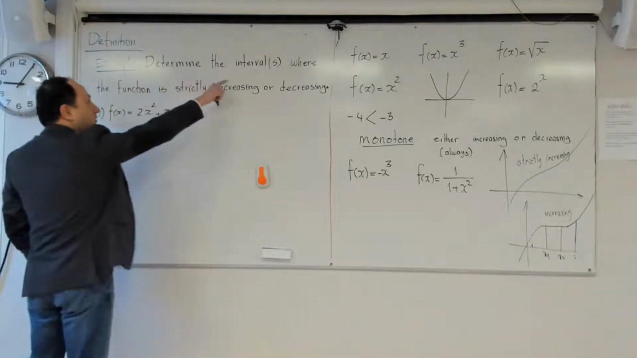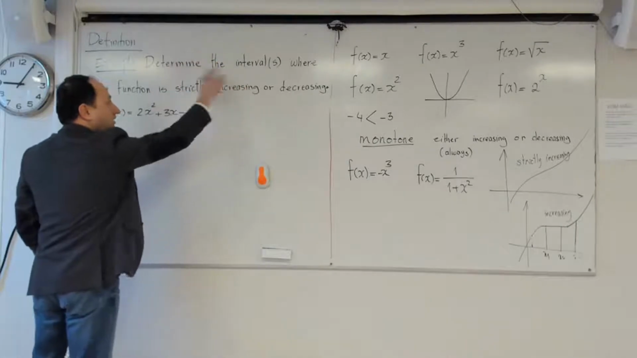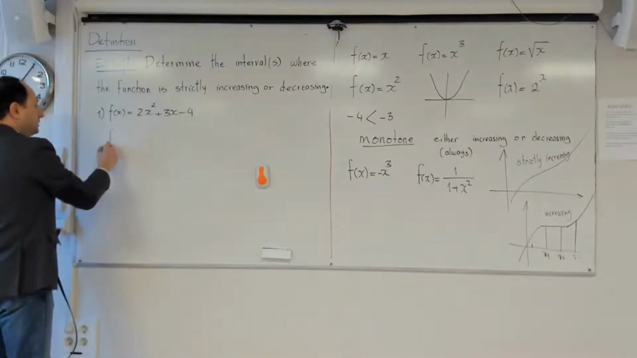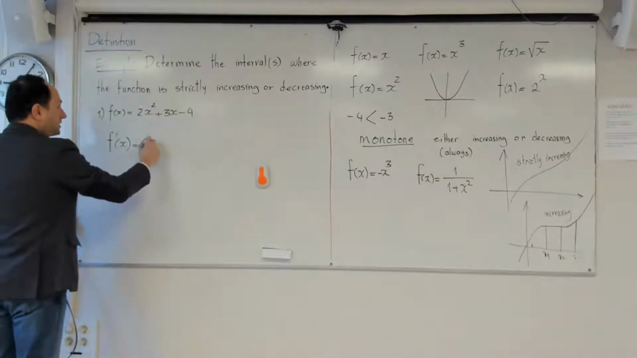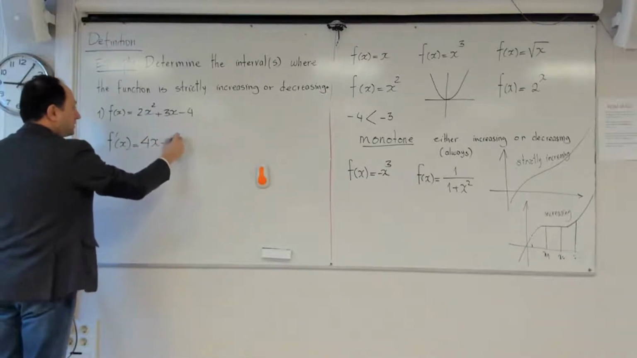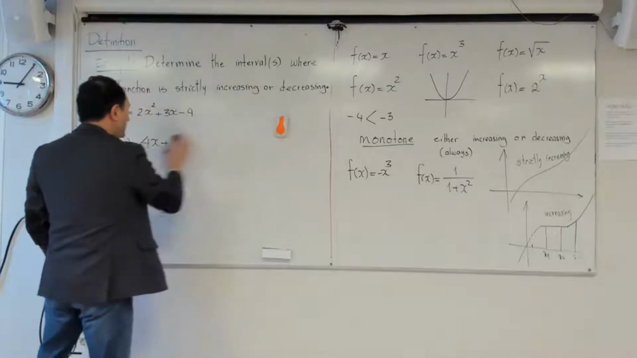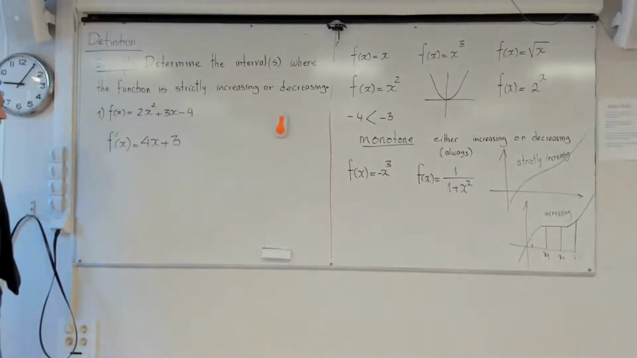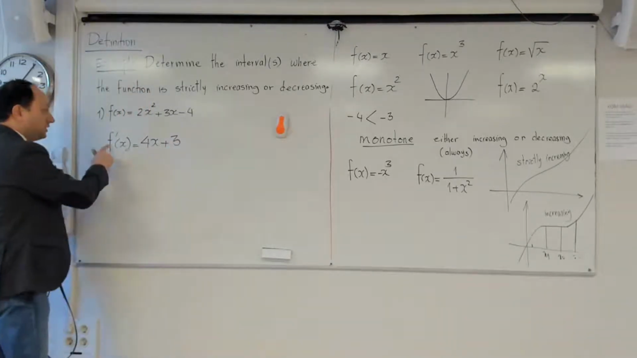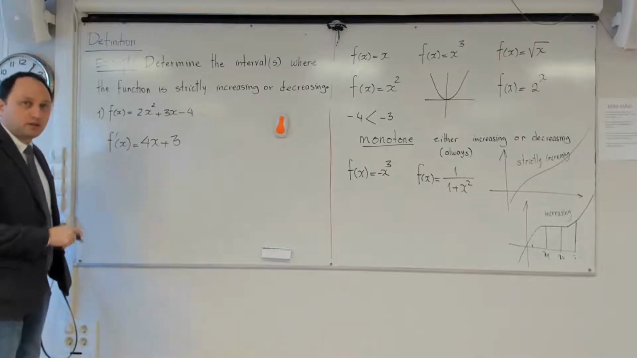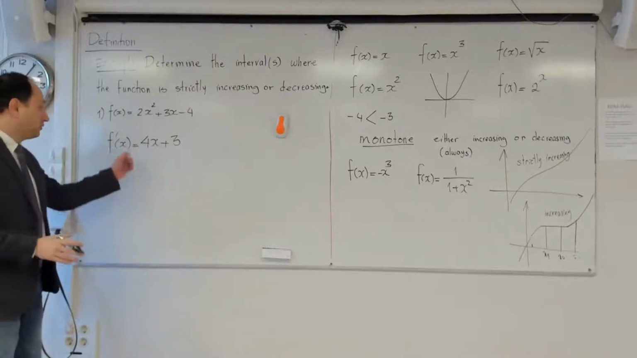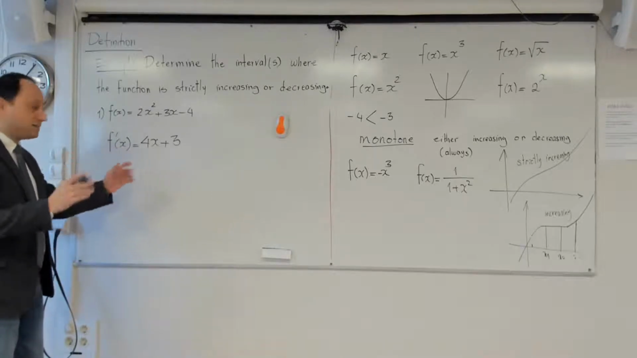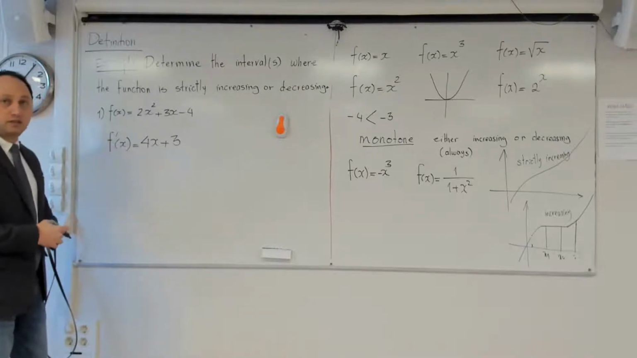If you see this type of question, you need to remember to take the derivative first. This becomes 4x, this becomes positive 3. Okay, so this is your derivative. And then you remember that if the derivative is positive, then your function is increasing on that interval for which the derivative is positive.